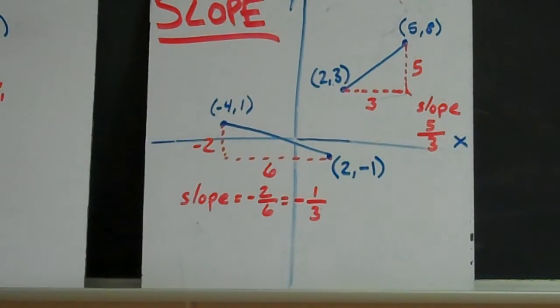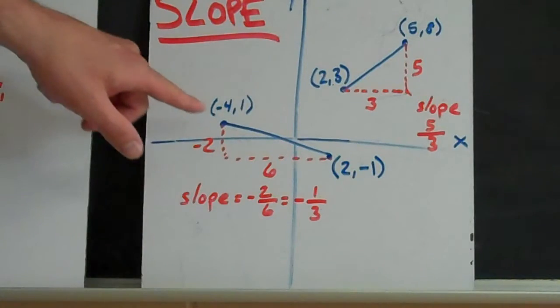For the slope of a line, it's just the change in height divided by the change in width. So it's a measurement of how fast the line is growing. In this case, the line is going up 5 units for every 3 units that it moves over. So we write the slope as 5 over 3.